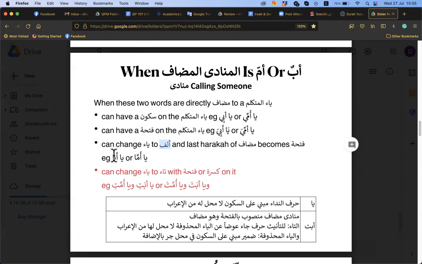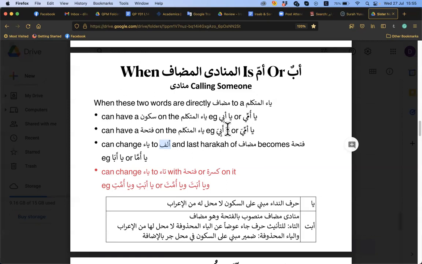Maybe this is where Malays get abah from. If it is Malays, they will always put ha at the back. All these three choices we have, all of this is still mudaf. It's still mudaf: oh my mom, oh my dad.